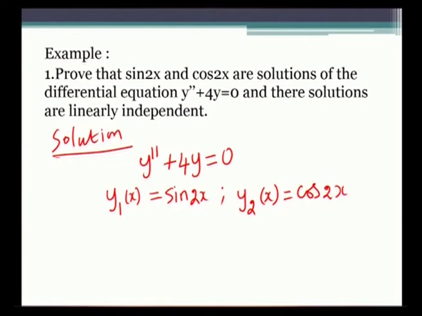These are the two solutions given. What we need to do is prove that the two solutions of the differential equation are linearly independent. So, first find the first derivative of y1 of x, sin 2x. That is y1 prime of x, which gives 2 cos 2x.